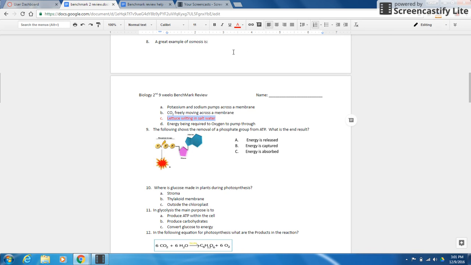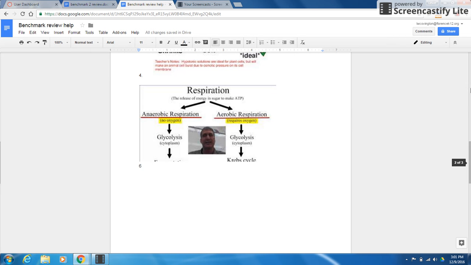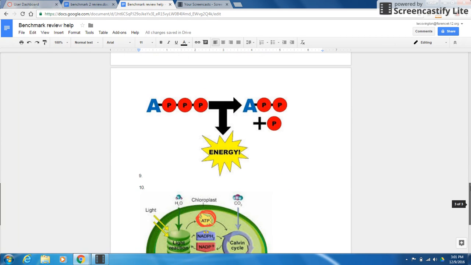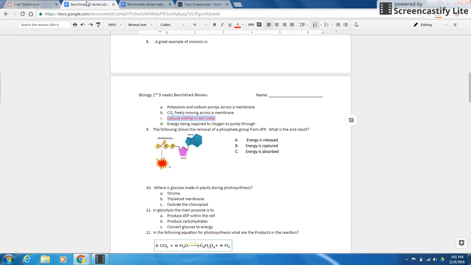The following shows the removal of a phosphate group from ATP. What is the end result? So if I'm looking at ATP synthesis and I'm looking at all these phosphates, as soon as I break a phosphate, in the end, the main thing I get is energy. Okay, and we talked about that and talked about that.